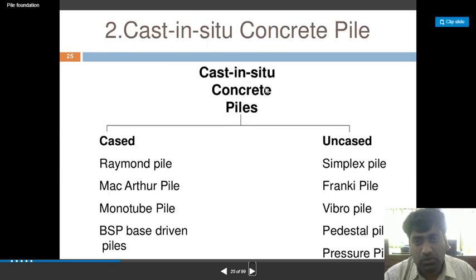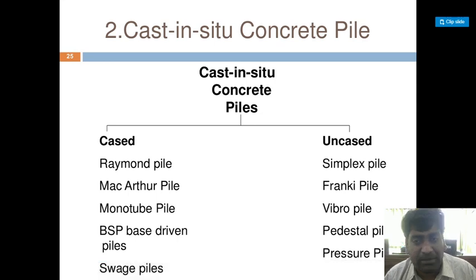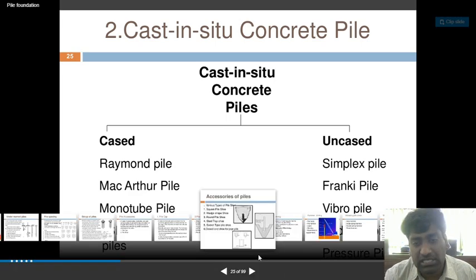Cast in situ concrete piles are further broadly classified into cased piles and uncased piles. In cased piles there are Raymond pile, MacArthur pile, monotube pile, BSP base driven piles, simplex pile, Franki pile, vibro pile, pedestal pile, and pressure pile. Actually, students, in state services examinations they ask a few objective type questions regarding the types of pile foundation. So these different types of piles become important for engineering services examinations and state services examinations.